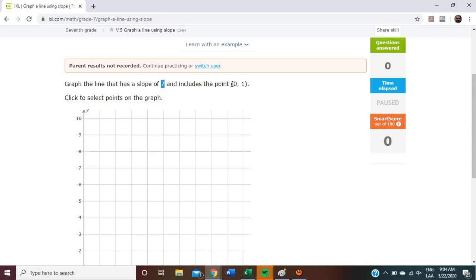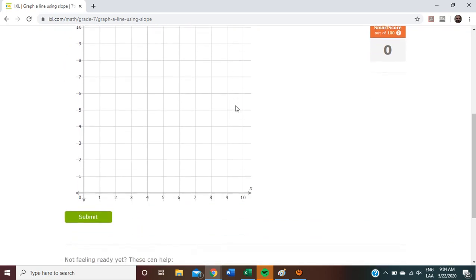Having said that, the line should include the point (0, 1). So let's include (0, 1). The 0 is the x, so we go 0 times to the right, we stay here because we don't advance, and the y, the second number, goes up 1. So we are going to include this point. How is the line going to be drawn? Like this.